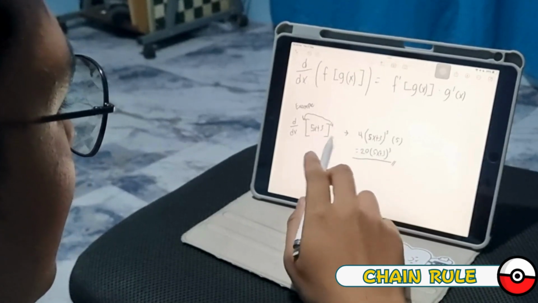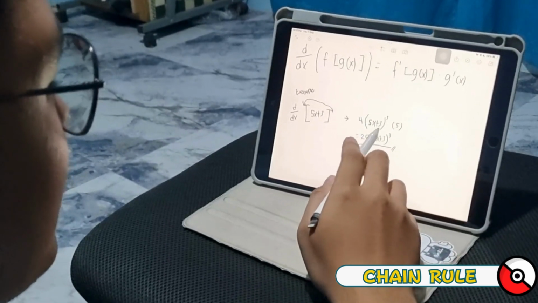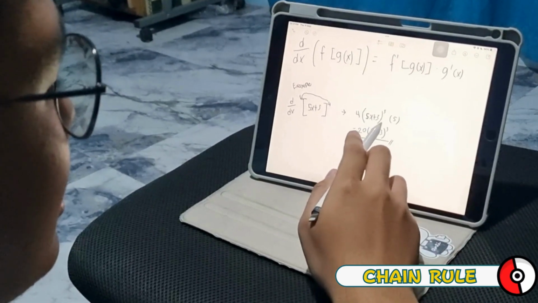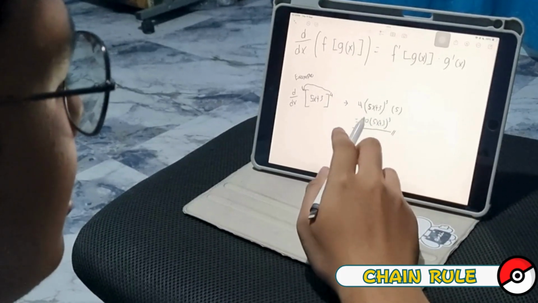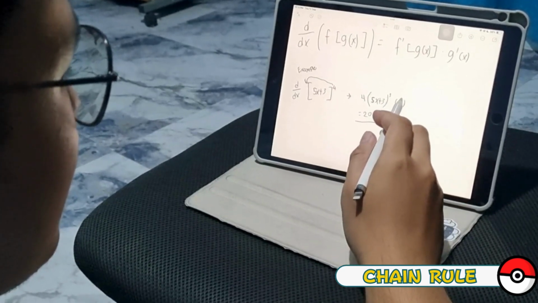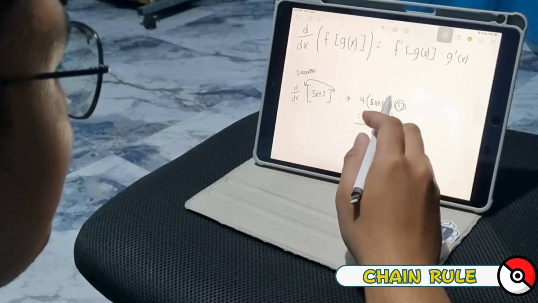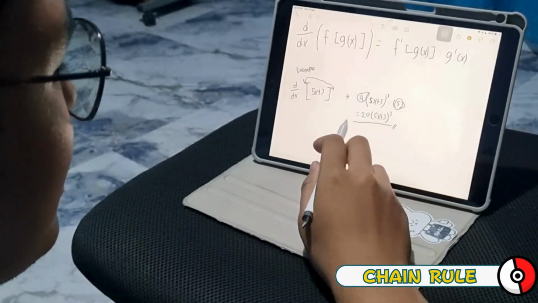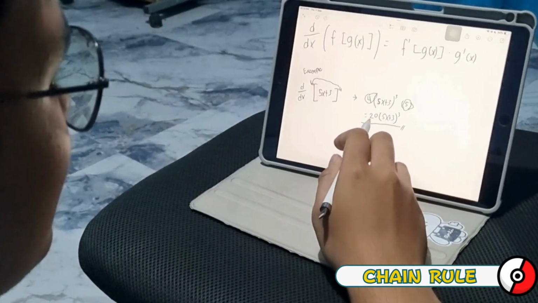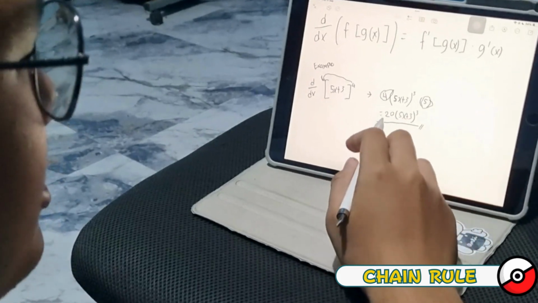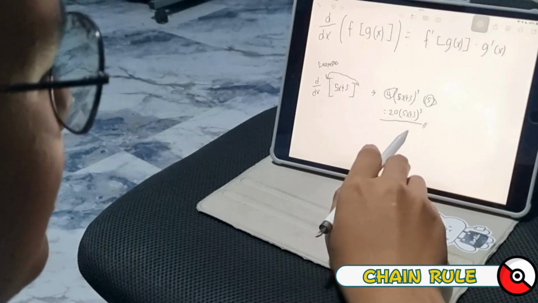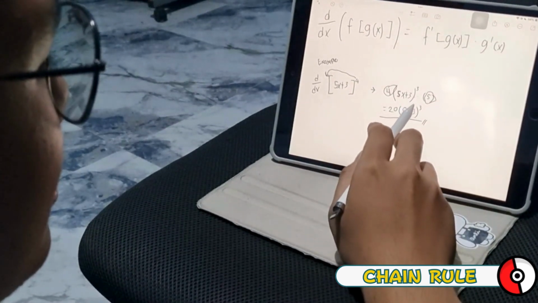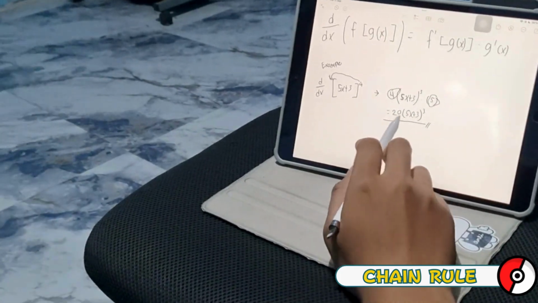And we're gonna keep the inside the same. Then we're gonna find the derivative of the inside. It's 5x plus 3. It's just 5. Then we're gonna multiply the 5 to the 4 in the front. It's gonna be 20. So our final answer is 20, and keep the inside the same. It's (5x plus 3) raised to the third power. This is our final answer.